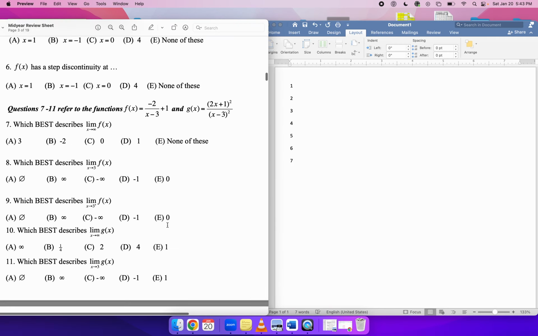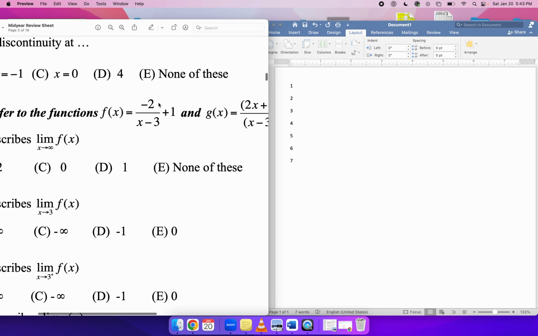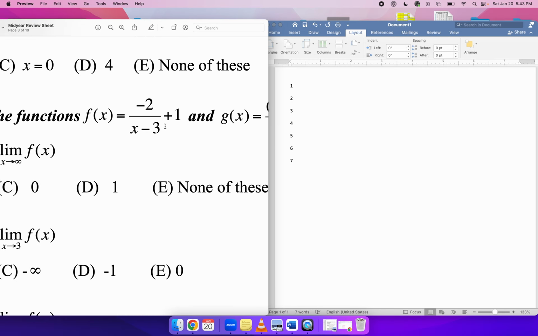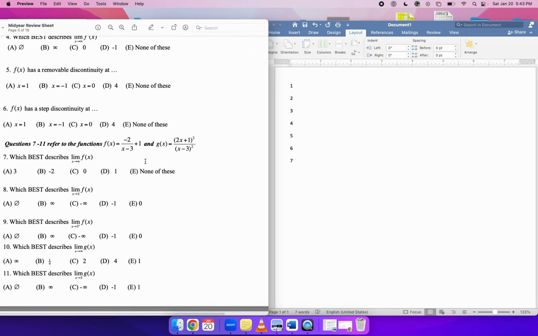Number 7, which best describes limit as x approaches infinity of f of x. Looking at this function here, as x becomes very large, the denominator becomes really big, but the numerator is staying the same. So for large values of x, you'll have a small number over a very large number, and so this term here, the fraction, is approaching 0. But then of course you have this plus 1 here, so the overall value of the function is approaching 1.